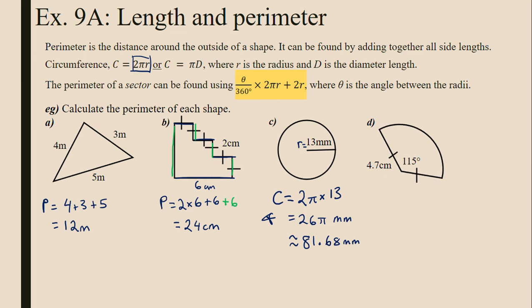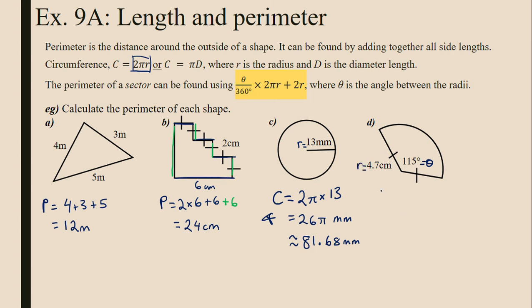We have here a sector. A sector is, if I cut a pizza up and took a slice, no matter what shape that slice is, as long as I cut it through the middle, I have a sector, or a slice of pizza. In this sector, the radius is 4.7 centimeters, and the angle between the 2 radii, which we'll call theta, is 115 degrees. And remember that r equals 4.7. If it helps for you to label everything, please do that.